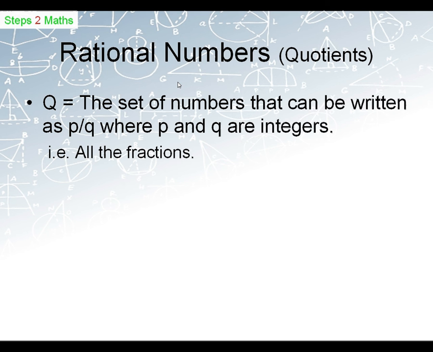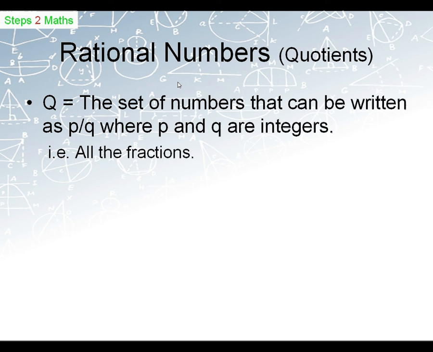After the integers, we'll be looking at the rational numbers, which are also called the quotients. So these are the set of numbers that can be written as some number p divided by some number q, where p and q are integers. So these are what you already know as the fractions, and we'll be looking at the operations on these, again multiplying, dividing, adding, and subtracting, and we'll be looking at powers and indices, which are more interesting again for rational numbers than they were for integers and they were for natural numbers.